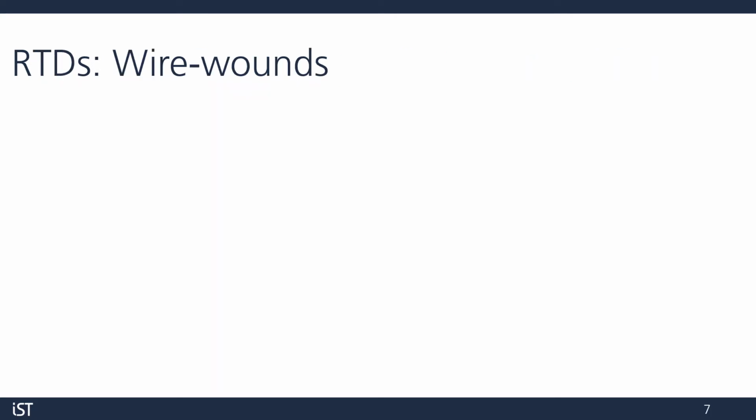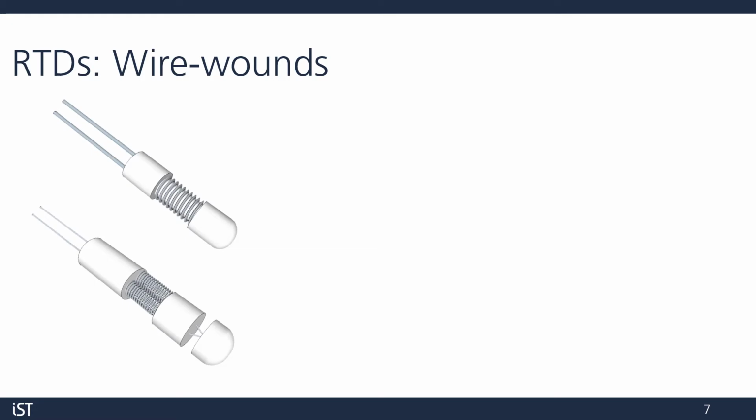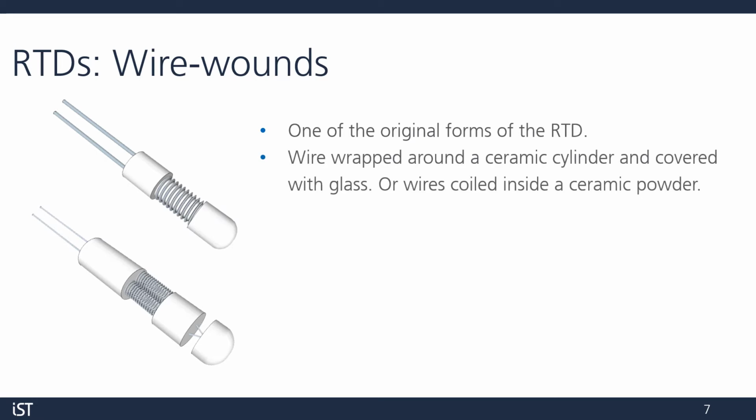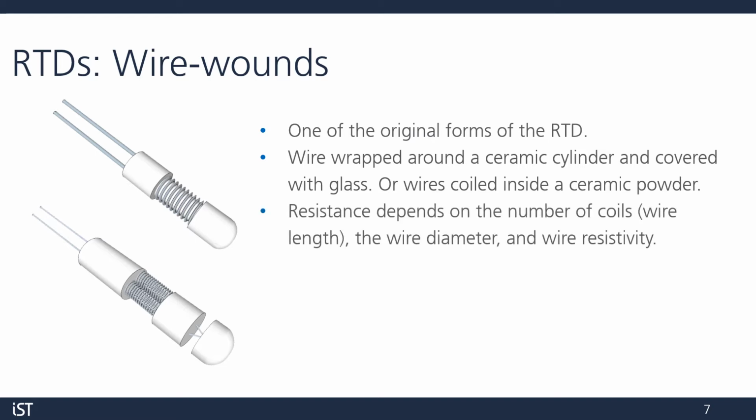Now let's explore some common RTD types. First up, we have the wire-wound RTD. Wire-wound resistors were one of the first forms of commercially available RTDs, and they have changed quite little over the years. A wire is wrapped several times around a ceramic cylinder, then it's covered in glass. Or the wires are coiled and potted in ceramic powder. These images show the two different constructions.